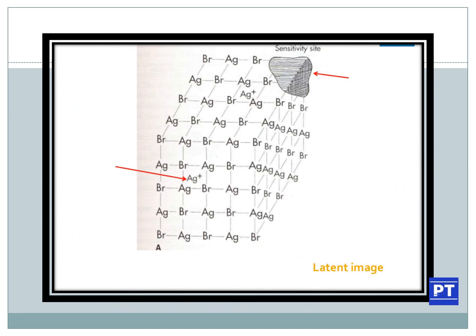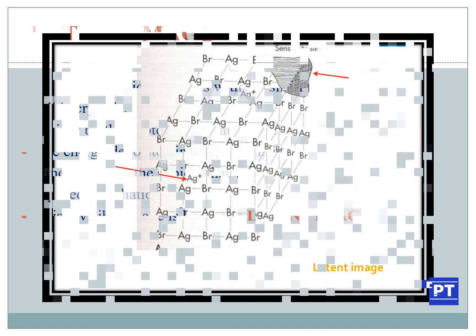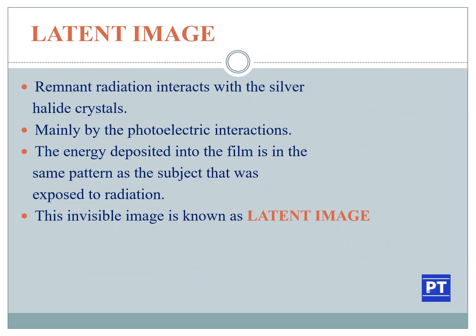The sensitivity site is simply known as the sensitivity speck. Latent image formation. Latent image is the first invisible image formed on the radiography film. Once we expose an X-ray film, an image of that particular anatomy will be acquired, and the invisible image which is formed on the radiography film is known as the latent image.